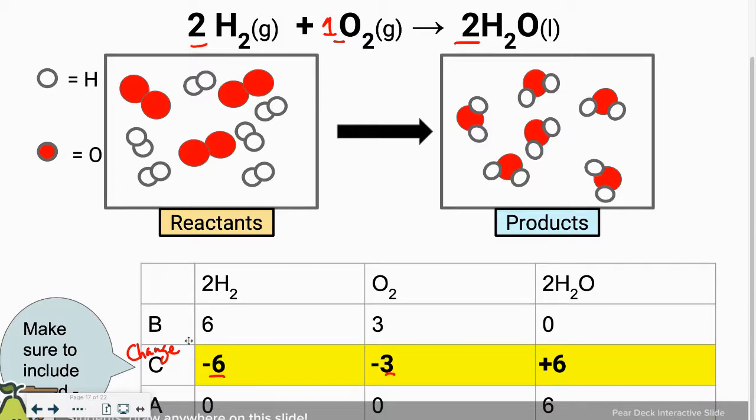And then the sign, okay, the sign is important. The sign shows us whether molecules are being reacted away or if they're being produced. If the sign is negative, that means we're losing those molecules. We're getting rid of those molecules. We're reacting those molecules away. So the H2 and the O2 are reacting away. And the positive means that we are producing water in this case.